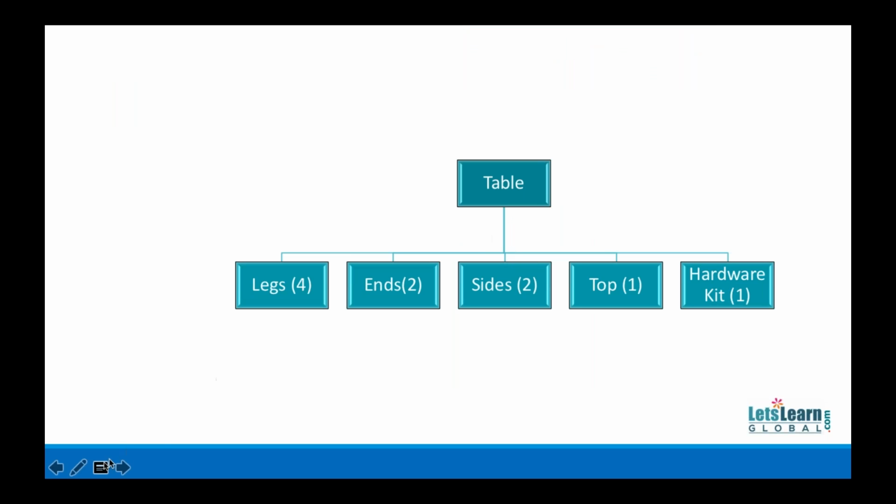One more example. Table. Table is an independent demand. A table is made up of all these. These are all dependents. Dependent means the moment I say one table, four legs will come, two ends will come, two sides will come, one top will come, and one hardware kit will come. The moment I say it's not one, it's 10, this is independent. Table is independent. Automatically, we need 40 legs, 20 ends, 20 sides, 10 tops, 10 kits.